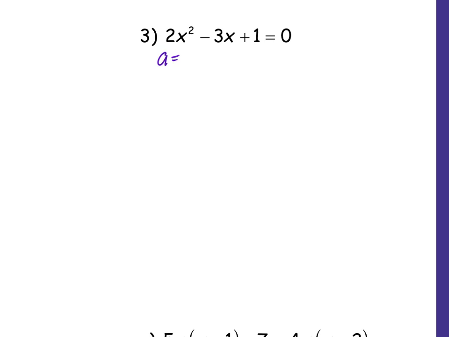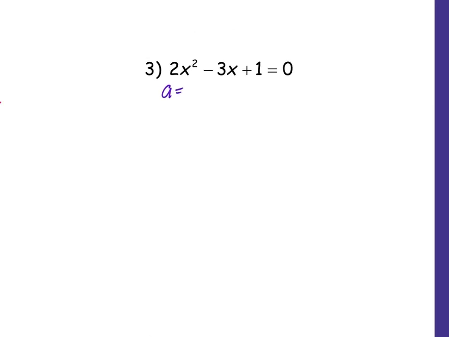So I'm going to find out what a, b, and c is. For the quadratic formula, it's ax squared plus bx plus c. Everything has to be on the same side of the equal sign. So a is 2, b is -3, and c is 1. Okay?